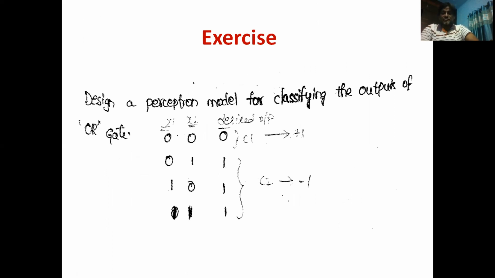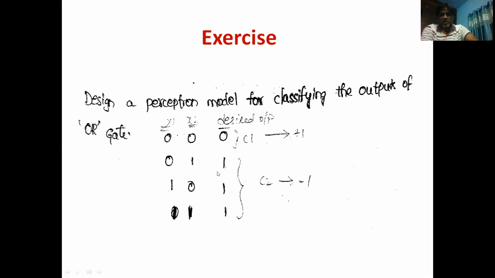So till now we learned how a perceptron can be designed, how to test it, and how to use it for classification problems. Here is an exercise for all of you. Design a perceptron model for classifying the output of an OR gate. We all know the OR gate truth table: 0 0, the output is 0; 0 1, the output is 1; 1 0, the output is 1; 1 1, the output is 1.